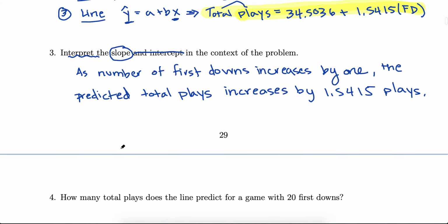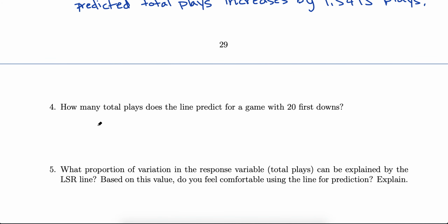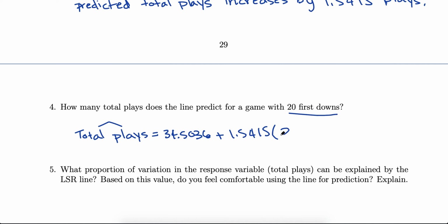Okay, so let's check out the next part of this. How many total plays does a line predict for a game with 20 first downs? So this one should be easy. When it asks for making a prediction, it's as simple as plugging it into the equation. So total plays predicted, and our equation was 34.5036 plus 1.5415, and number of first downs we're interested in plugging in is 20.